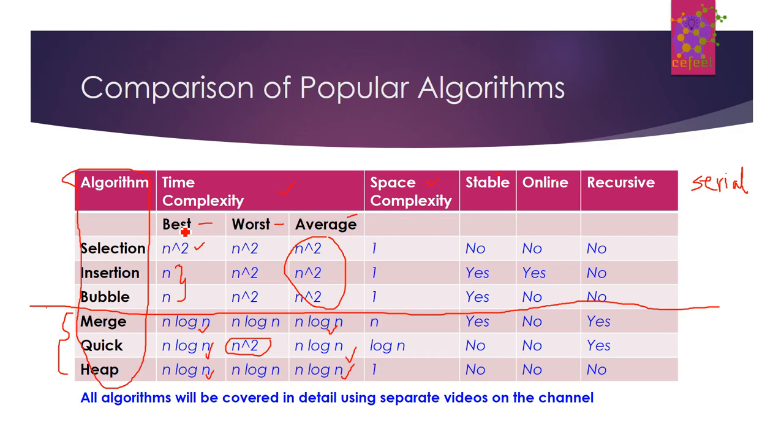Now let's come to space complexity. Space complexity means whether they need additional space. Notice that the upper three algorithms do not need any additional space, which means it's order of one. The lower three algorithms use special strategies, and hence merge sort needs additional order n space to do the merging. Quick sort needs additional order log n for the recursive stack that it maintains. But heap sort does not need any additional space, which means it's order of one. So it performs the sorting in place.